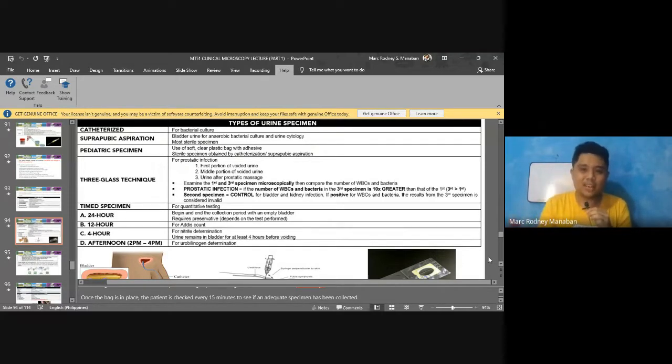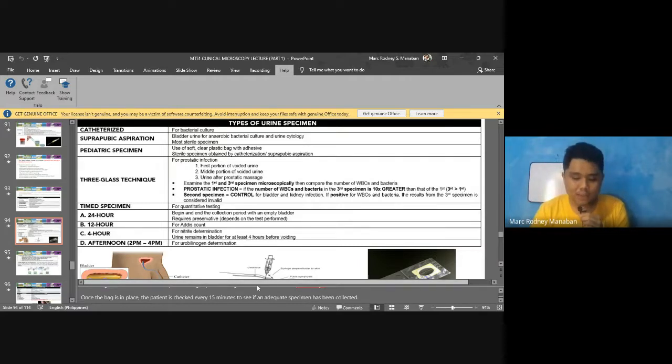So if it is positive in the 3-glass technique, it means that the cause of the bacteria or WBCs in the third specimen is because of a bladder infection. Okay? So it's not because of prostatitis. There is already an infection in the bladder or kidney because WBCs were seen in the second specimen. So the second specimen is the control for bladder and kidney infection.